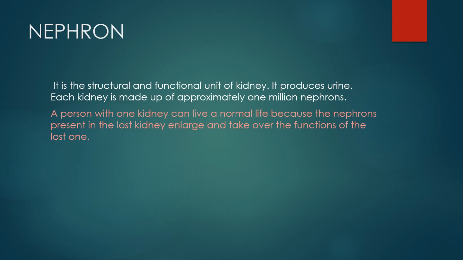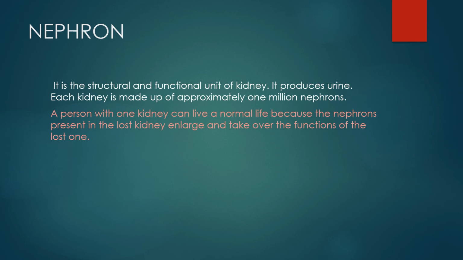Hello students. Today's topic of discussion is structure of nephron and mechanism of urine formation. Nephron is the structural and functional unit of the kidney, which means every part of the kidney is made up of nephrons, and the function of the kidney is due to the function of the nephron.